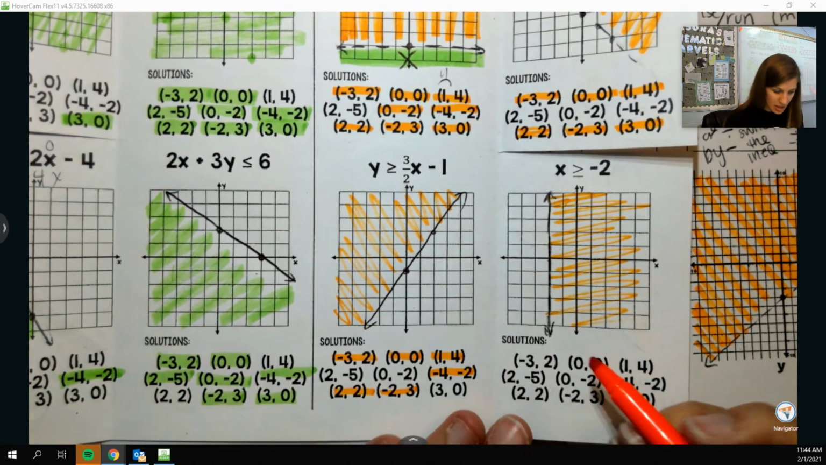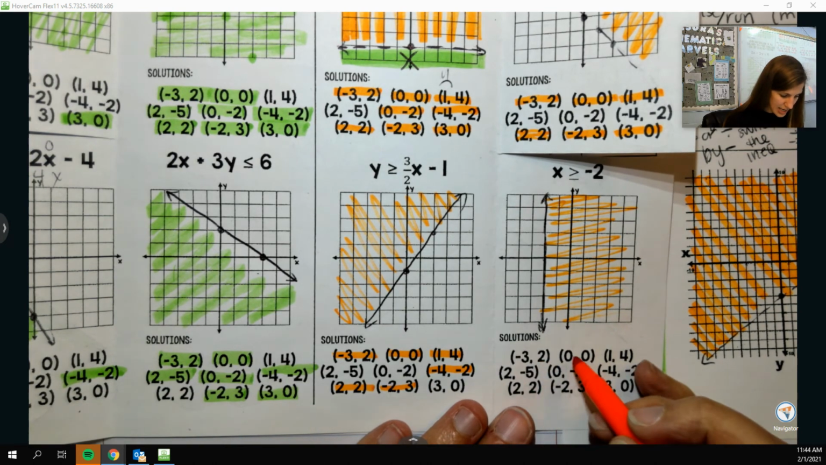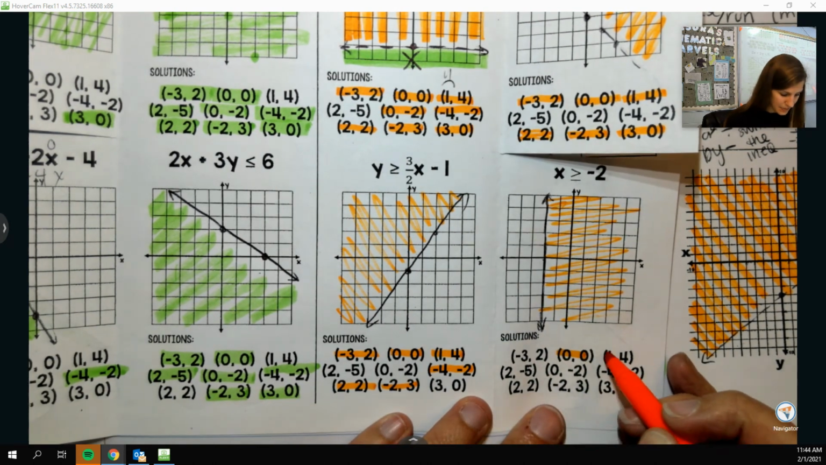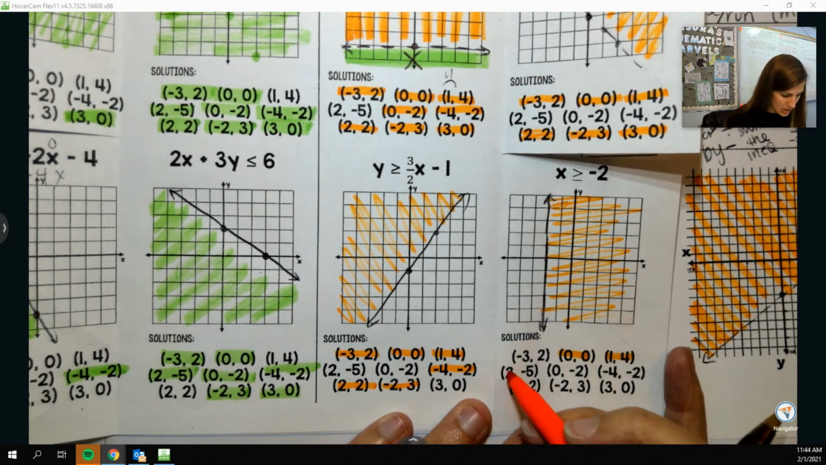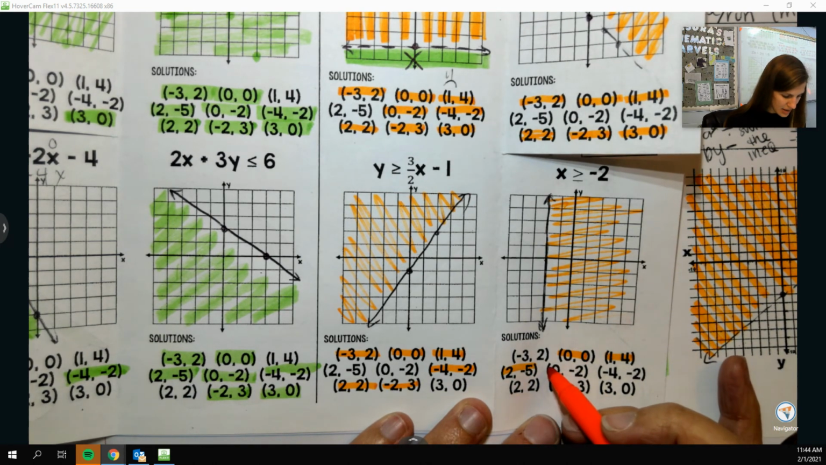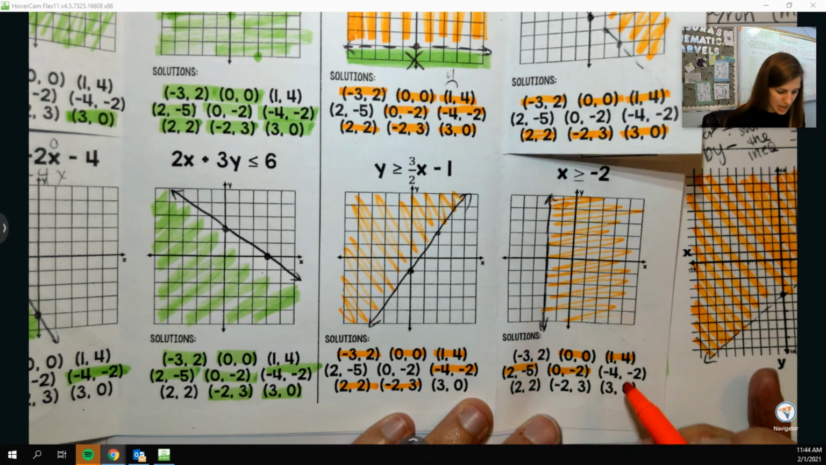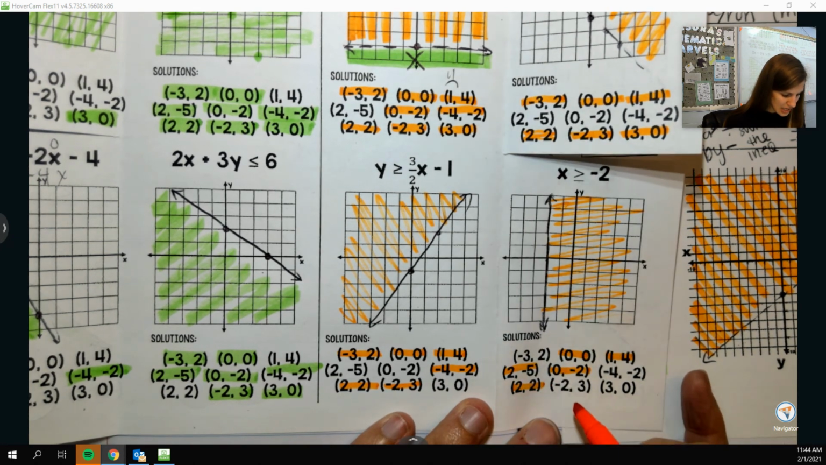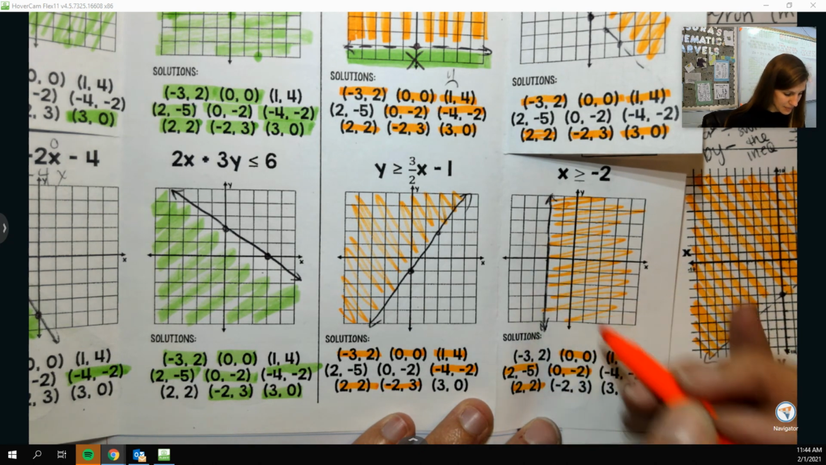And so -3, comma 2 is not, 0, 0 is, 1, 4 is, 2, comma -5 is, 0, -2 is, -4, -2 is not, 2, 2 is, -2, comma 3 is because it's on the line, 3, comma 0 is.